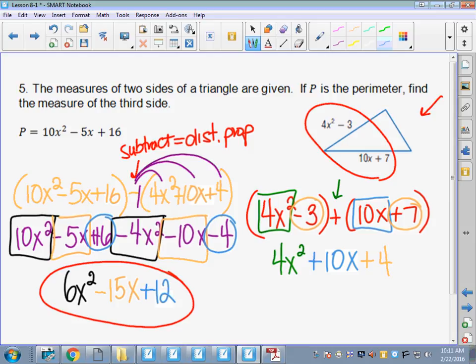So it was a good practice for adding first and then subtracting from the whole perimeter. The whole perimeter, by the way, had to go first in my subtracting problem because that's the whole thing, and then we're going to take 2 parts away to find the third part.